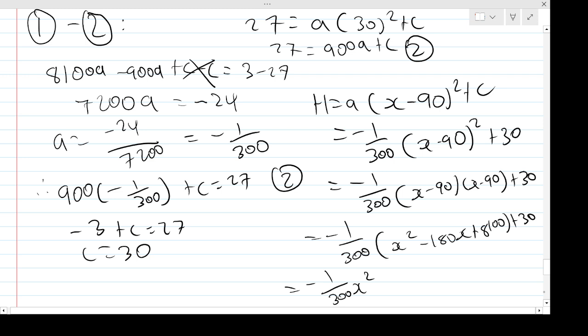Then I get positive 3 over 5. Then I'm going to do minus 1 over 300 times 8,100. I then get minus 27 plus 30. That's going to be plus 3. Okay. And that's then going to equal h. And there we are. We've got the quadratic expression for h. Cool. There we are.